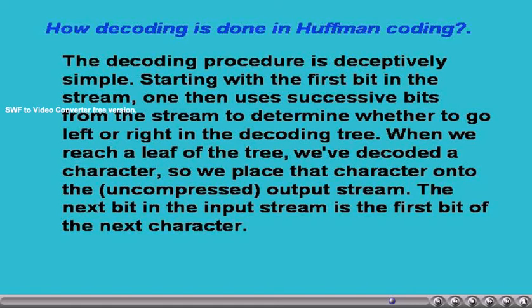Then the respective symbol is printed as the output. This is repeated till the message is over. Once we reach the leaf node, the next bit in the input stream corresponds to the first bit of the next character in the message. Thus, we have to again start from the root node. This is how we decode the received message in Huffman coding.